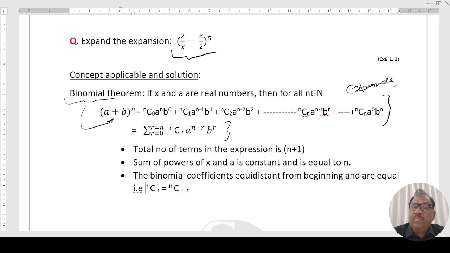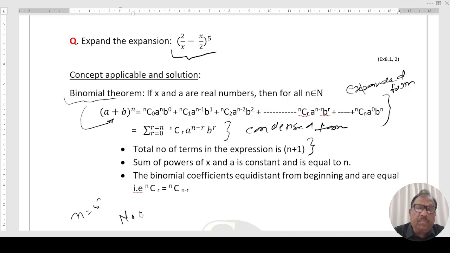This is the expanded form. This is the condensed form, that is summation r equal to 0 to r equal to n, nCr a to the power n minus r b to the power r. Total number of terms in the expansion will be n plus 1. Suppose n is 5, so the number of terms will be 5 plus 1, that is 6.